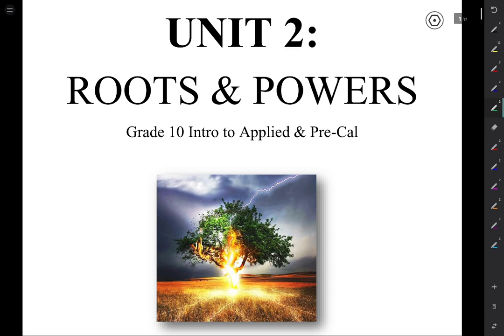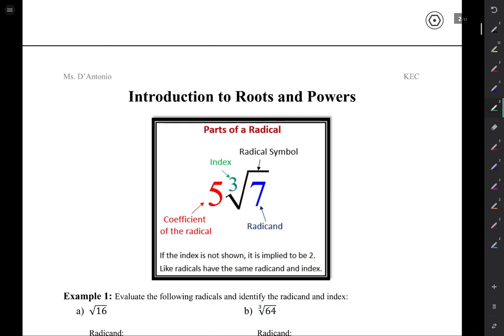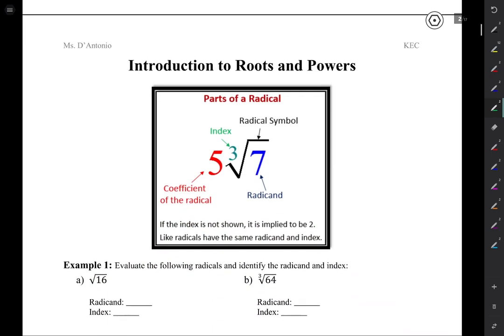The second unit we're going to be doing is called roots and powers. In this unit, we're going to be taking the square roots, third roots of numbers, as well as applying our exponent rules that we learned back in grade 9. We're also going to be adding a couple more exponent rules. But to start off, let's just look at our introduction to roots and powers.